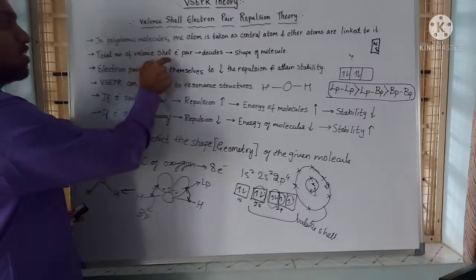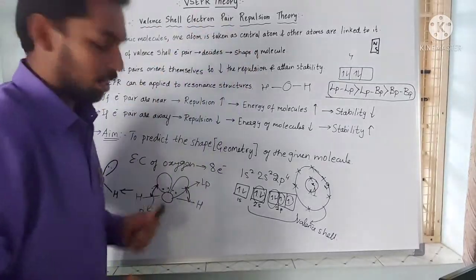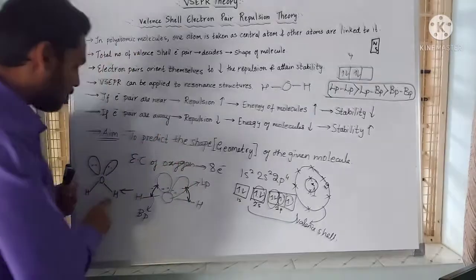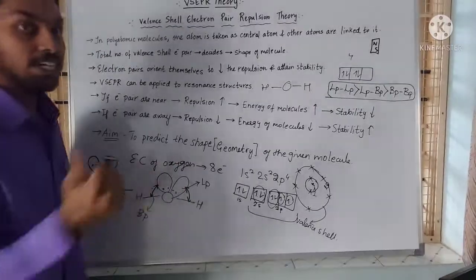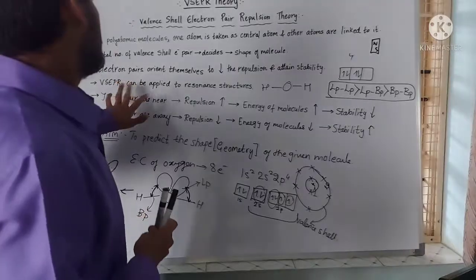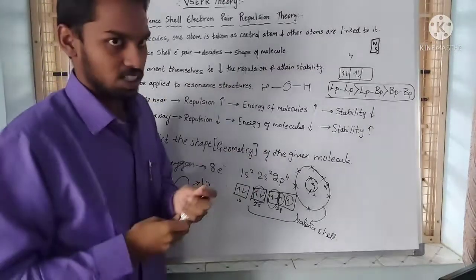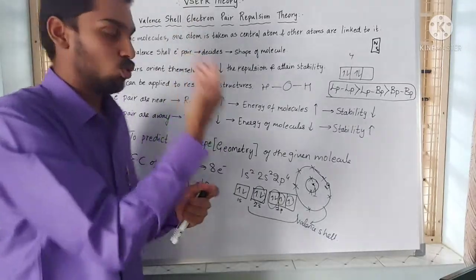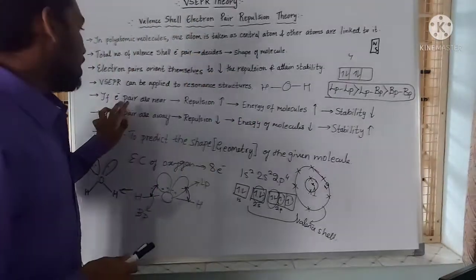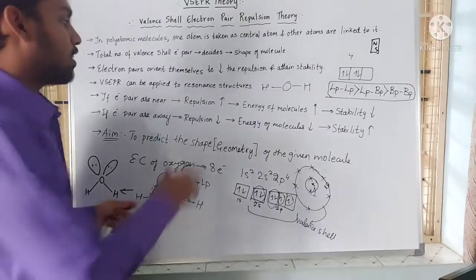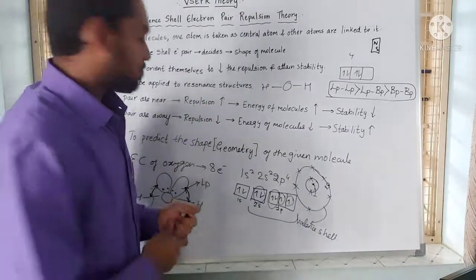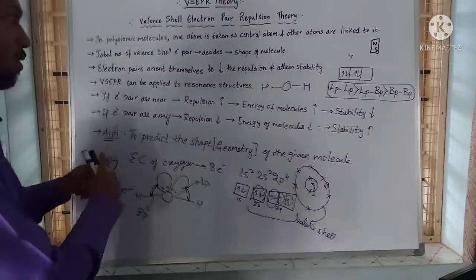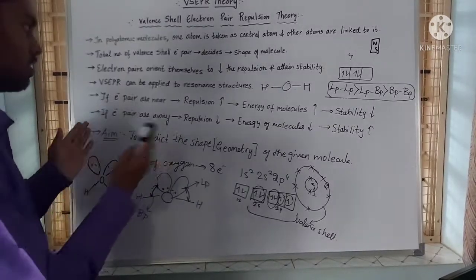So that's what I told: the number of valency shell electron pairs decides the shape of the molecule. Because of the interaction between these lone pairs of electrons, the shape of this water molecule is decided. VSEPR can be applied to resonance structures. If we have resonance structures, then we can apply VSEPR theory to those too. If the electron pairs are nearer, then the repulsion will increase. If these lone pairs are near each other, there will be an increase in the repulsion.